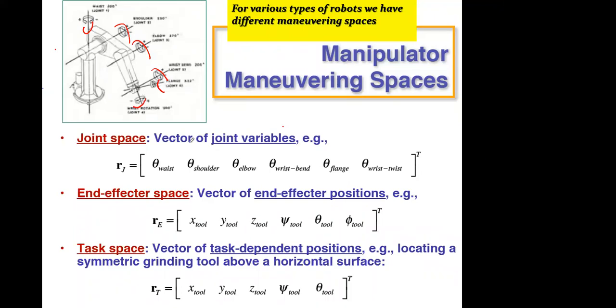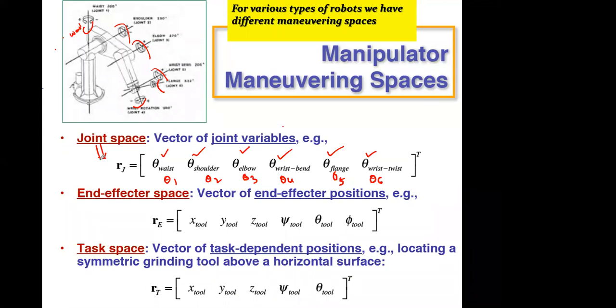The robot has 6 axes. So these are the theta values. This is your waist, this is shoulder, this is elbow, this is wrist bend, this is flange, and this is the wrist twist. So these are 6 degrees of freedom, and we can represent their angles as θ1, θ2, θ3, θ4, θ5, θ6. And this can be a joint space representation. The robot can be represented in the joint space. That is called the vector of the joint variables in the joint space.